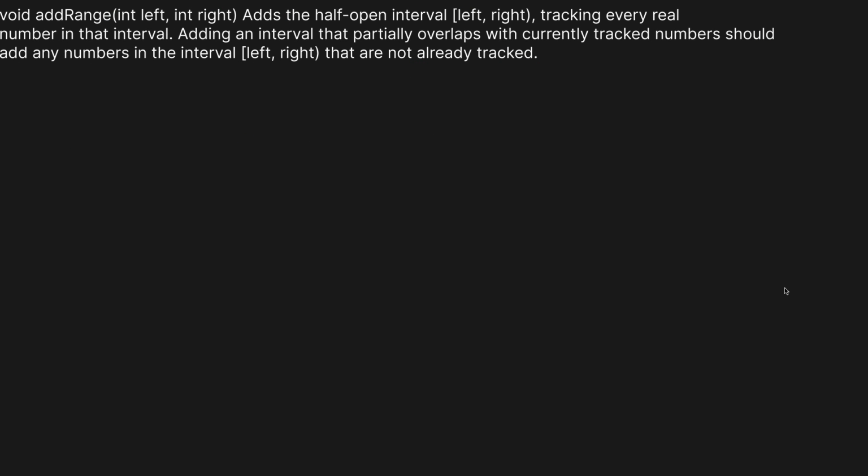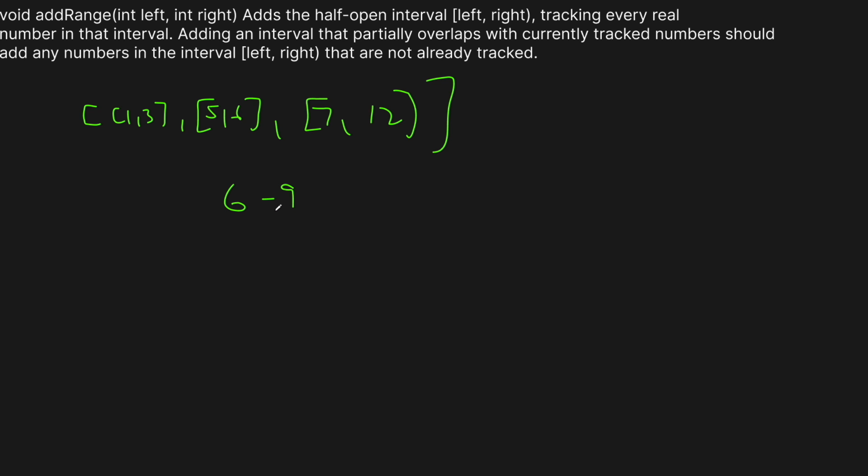So we basically have to add a range, right? And let's just say we have a range of numbers. So we'll say like 1 to 3, we'll have 5 to 6, and then we'll have like 7 to 12, right? So those are our ranges that we're currently tracking. And let's say we want to add the range from 6 to 9, right? So 6 to 9.